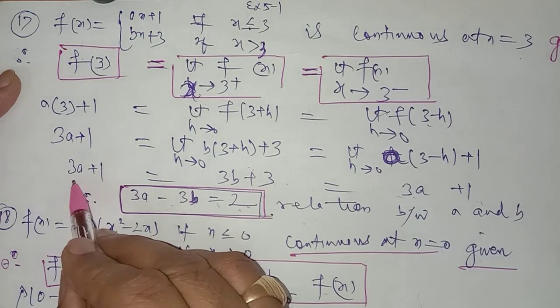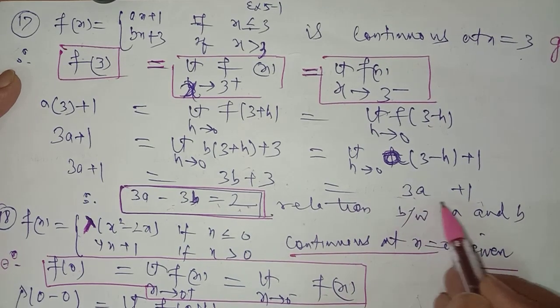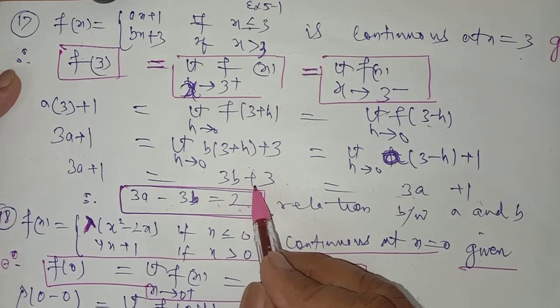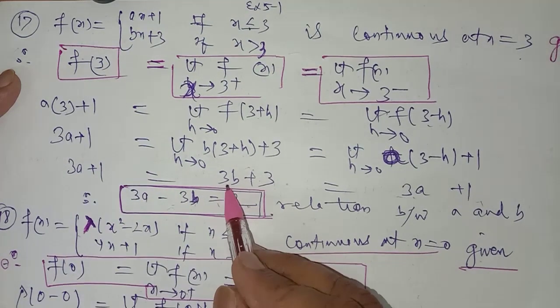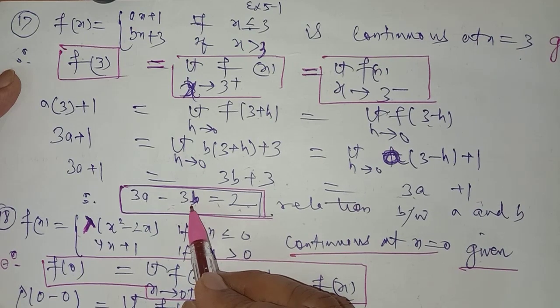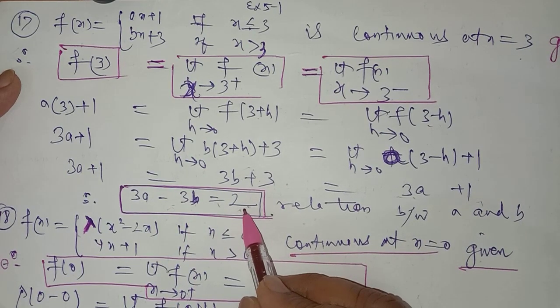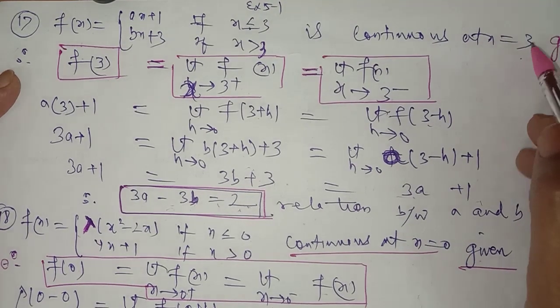So it comes out to be 3a plus 1 is equal to 3b plus 3 is equal to 3a plus 1. Now you can use the first two relations, that is 3a minus 3b is equal to 3 minus 1, which is equal to 2. This is the relationship between a and b when the function is continuous at x equal to 3.